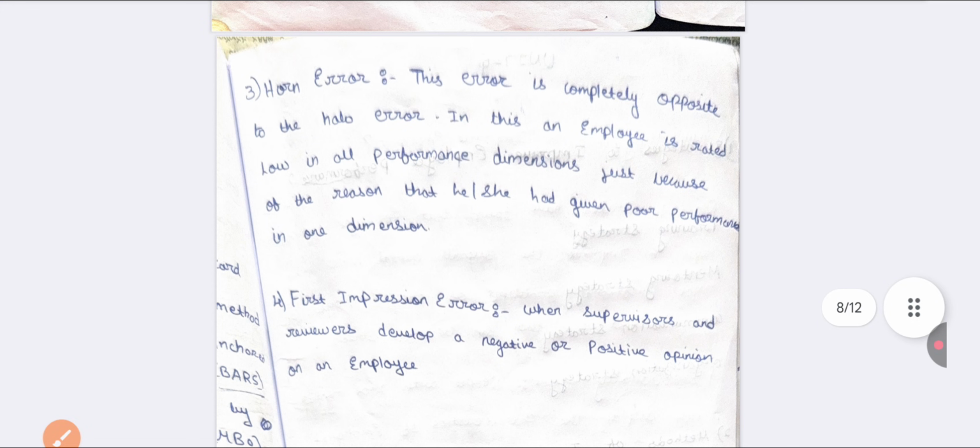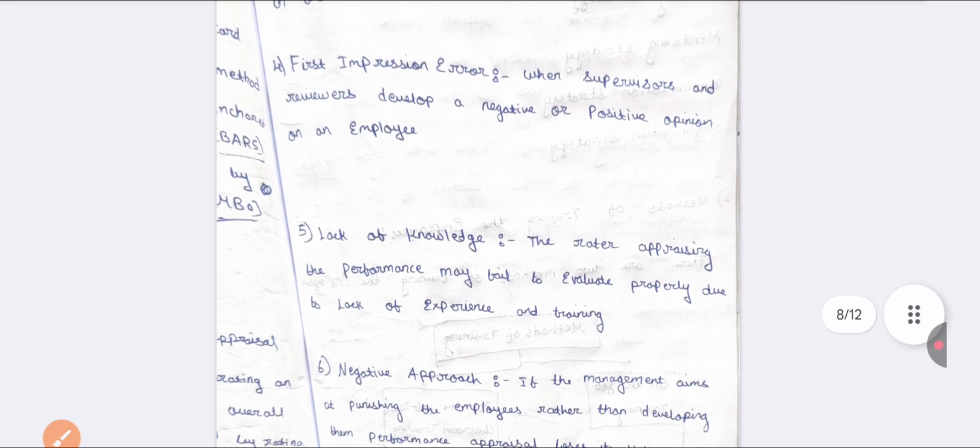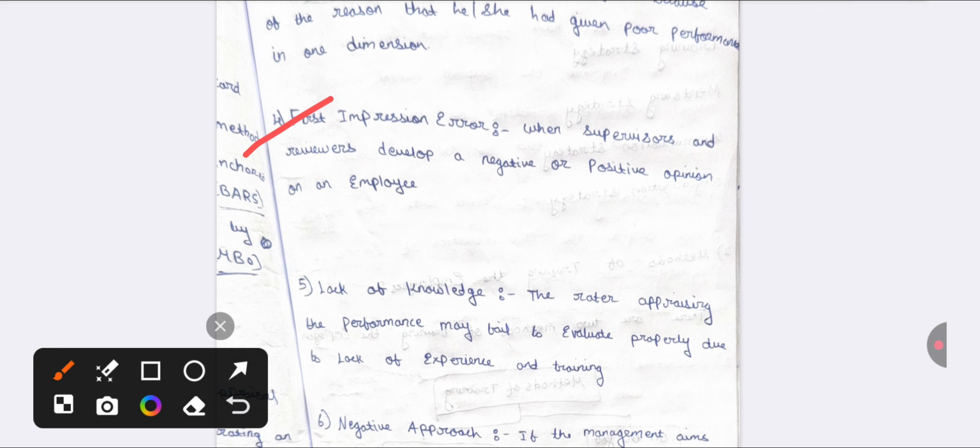Next one, horn error. Horn error is completely opposite of the halo error. Whatever the performance dimensions are, poor performance in one dimension will hold everything down. Next, first impression error. On the first impression only, we call it the best impression. If the first impression is negative, throughout the entire organization, even if he is doing things in a positive way, everyone will think that he is doing them in a negative way only.